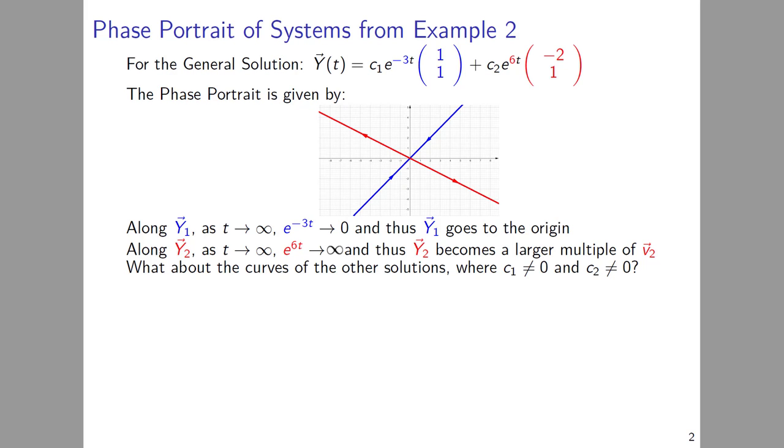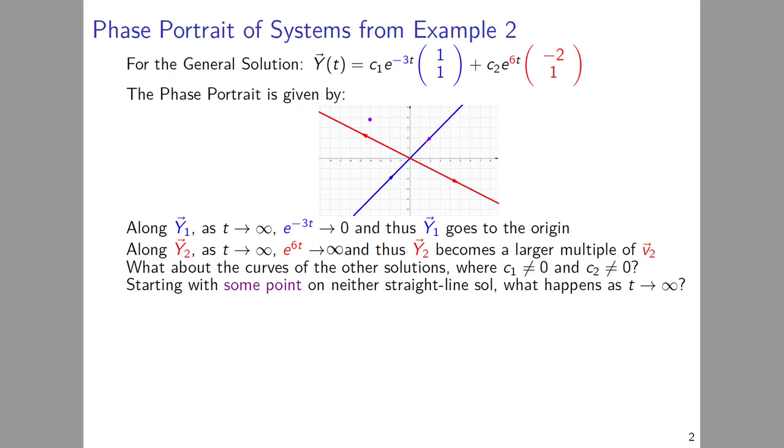So we've seen what happens along our straight line solutions as t increases. But what about the curves of other solutions where c1 is not 0 and c2 is not 0? Remember, these straight line solutions are just special cases of the general solution. To understand what happens for a generic solution where neither of them are 0, let's just pick some generic point that's on neither of the straight line solutions and think about what happens as t increases off to infinity.